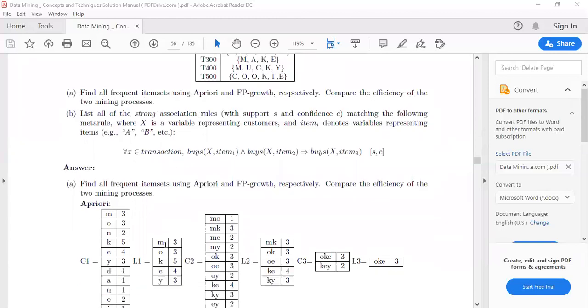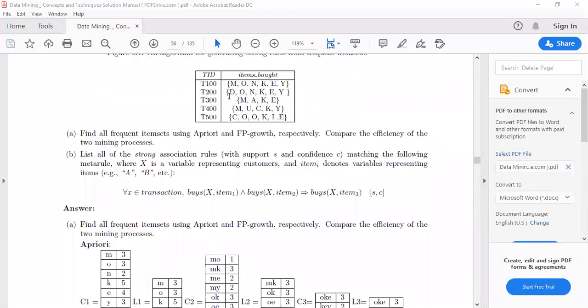Coming to this one, see here, M: in how many places has it happened? In the first transaction, M is there. In the second transaction, there is no M. In the third there is one, and the next one is M. So M has happened 1, 2 and 3 times. So the value of M is written as 3.